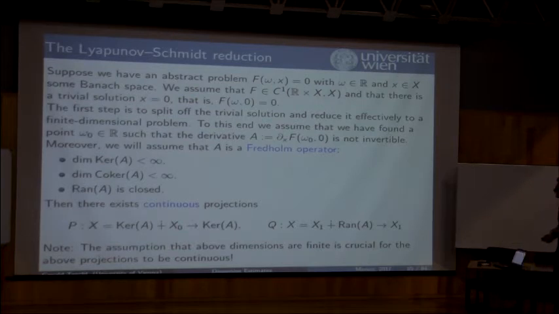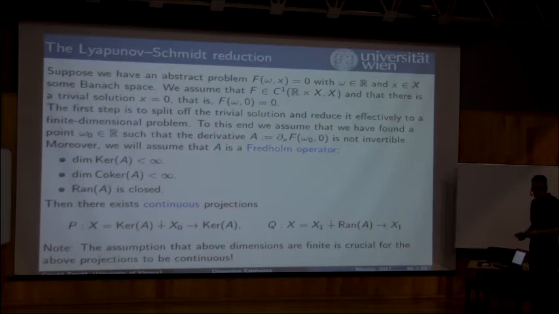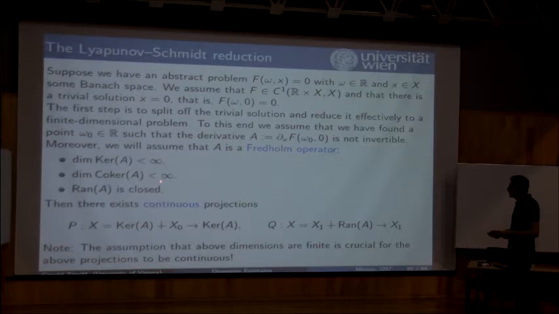Okay, so we have seen interesting things are going on if the Fréchet derivative here is not invertible. So we will assume that we will have a kernel. We don't want things to go too bad, so we assume that this kernel is finite dimensional. We also will assume that on the other side, on the range side, not too many things go wrong, so that on the range side there's also a finite dimensional space missing.